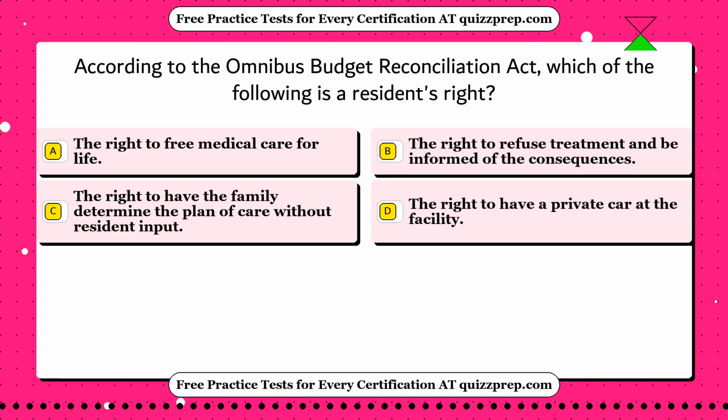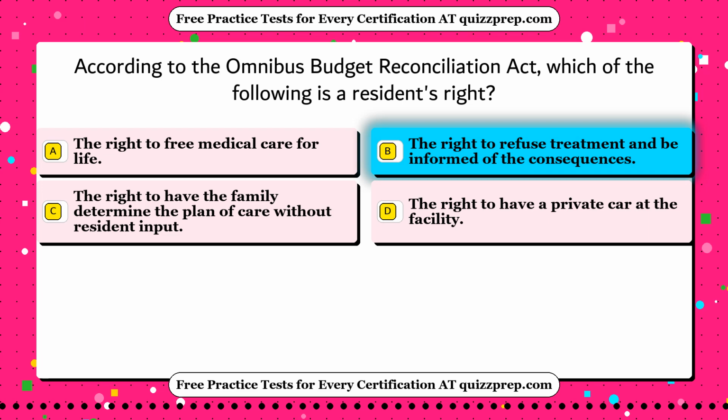Question 15. According to the Omnibus Budget Reconciliation Act, which of the following is a resident's right? Option A, the right to free medical care for life. Option B, the right to refuse treatment and be informed of the consequences. Option C, the right to have the family determine the plan of care without resident input. Option D, the right to have a private car at the facility.